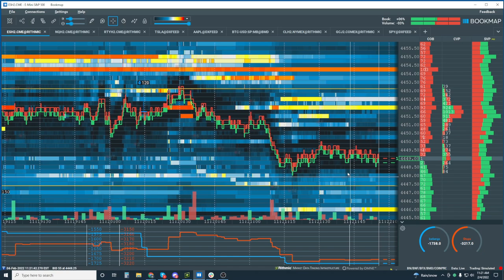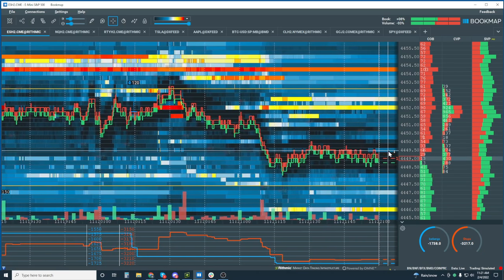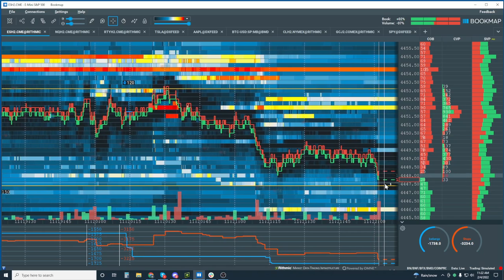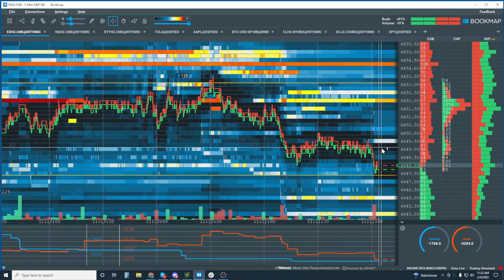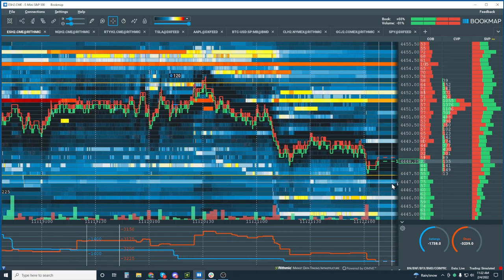And how does price react to it? There's some liquidity here at 49, see at 49 and a half there. Looking for sellers. That was a quick little move, but now looking for them to take it to 47. Liquidity's down here.